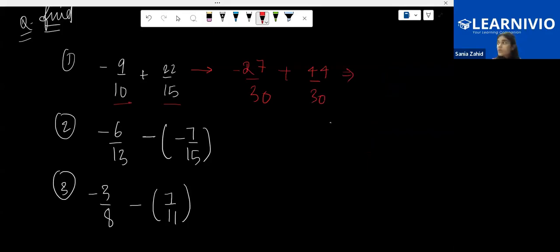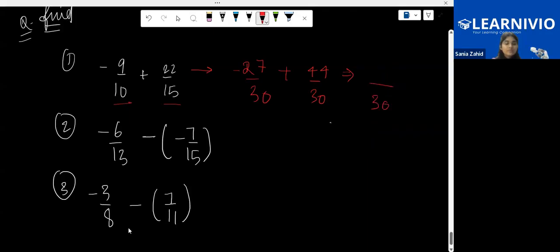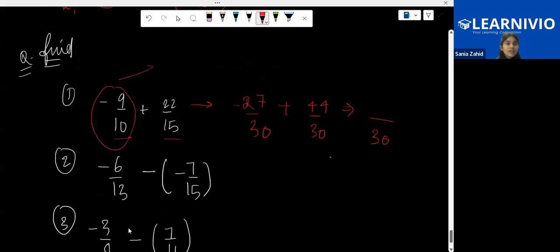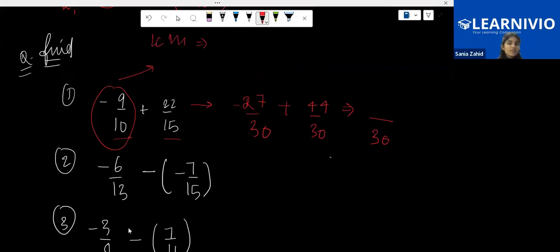Okay? Now what we'll do, we'll just add them. So negative and positive together, you will just subtract the numbers. So what is 44 minus 27? How did it become 27? You convert them, Razan. You take the LCM first. It is the same way that I told you yesterday. You'll convert minus 9 by 10, but you take the LCM. So LCM of 10 and 15 is 30. Now you'll convert minus 9 by 10 in such a way that you get 30. So you'll multiply with 3. You get 9 into 3 is 27.